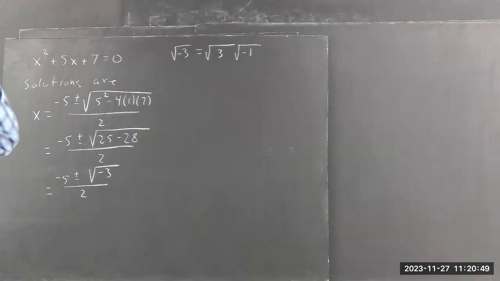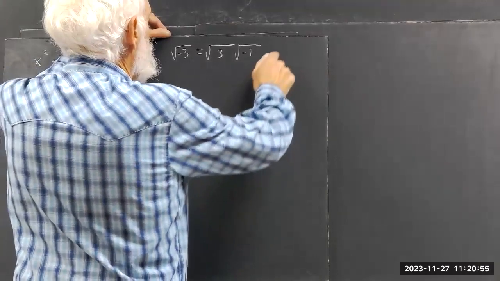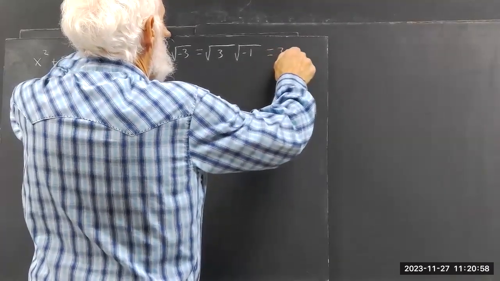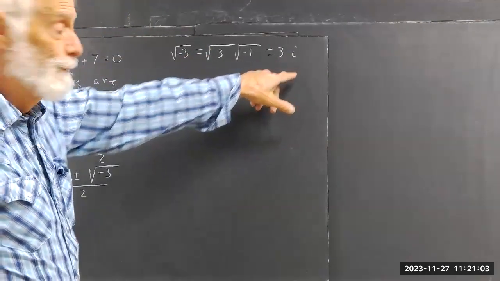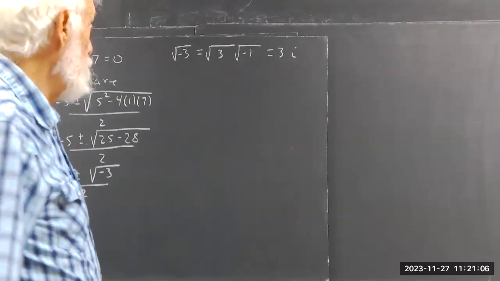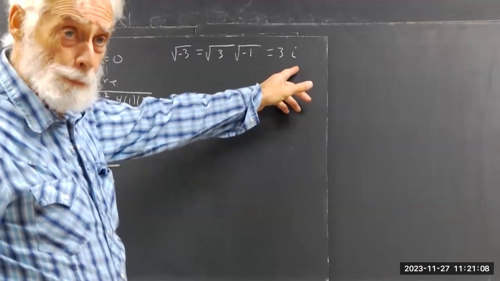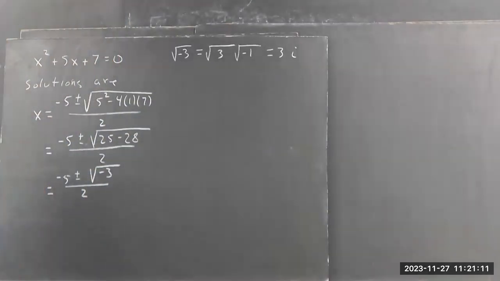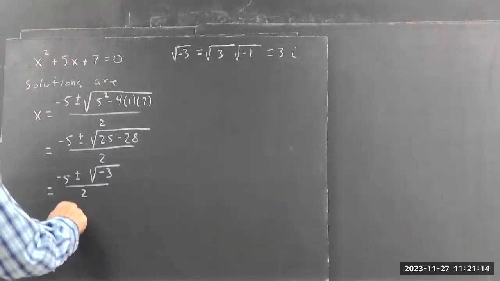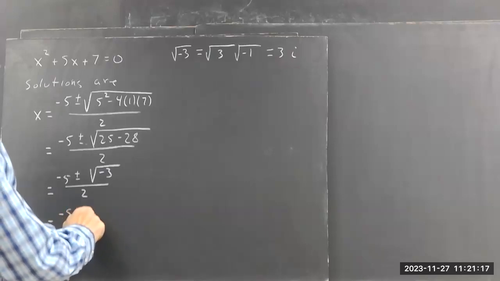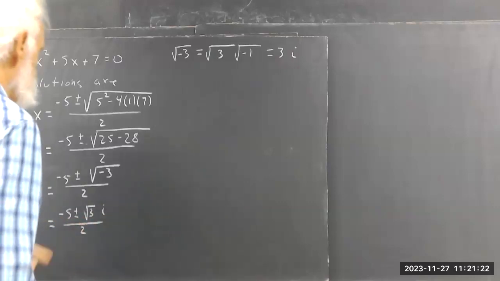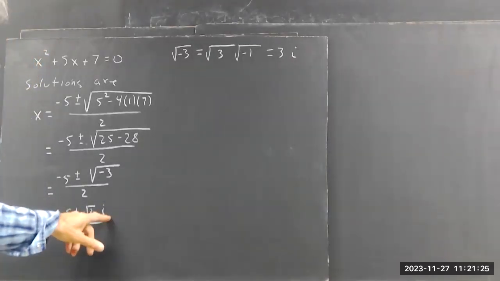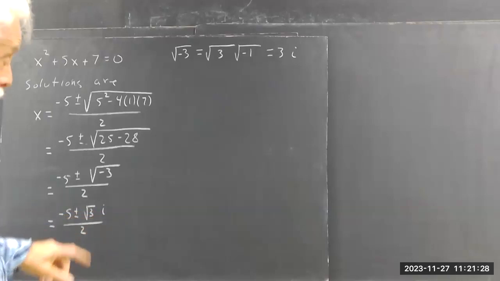Now, we saw this last time, okay? The square root of -1 is i. That's our definition of i. So this isn't even a real number. So what we get down here is -5 plus or minus the square root of 3 times i, divided by 2.